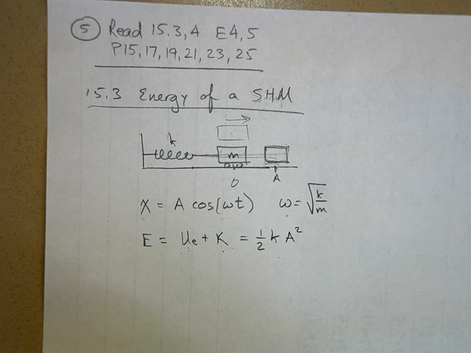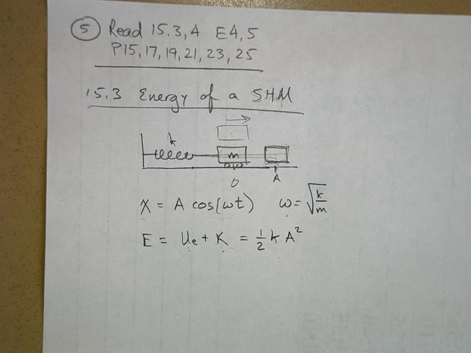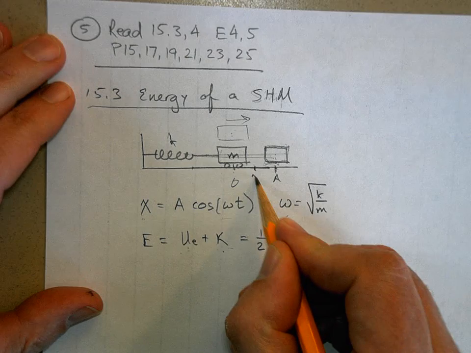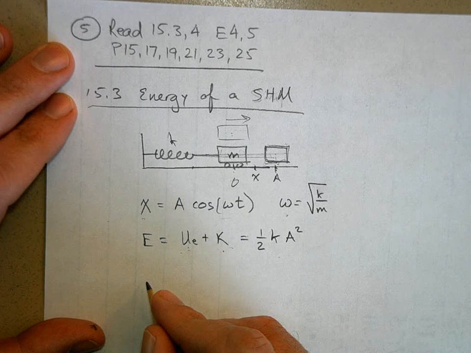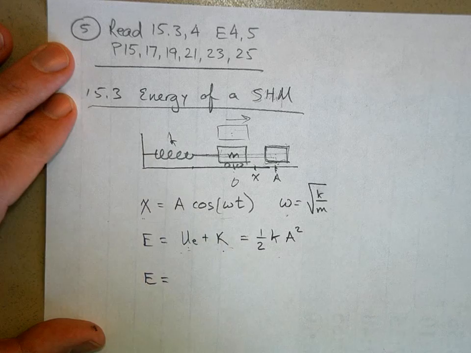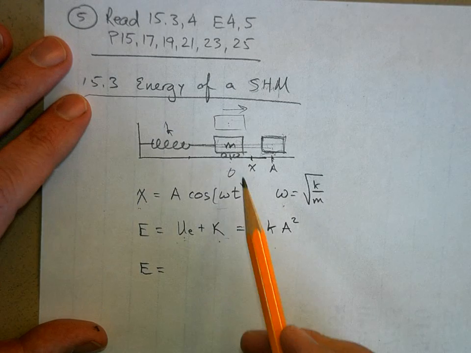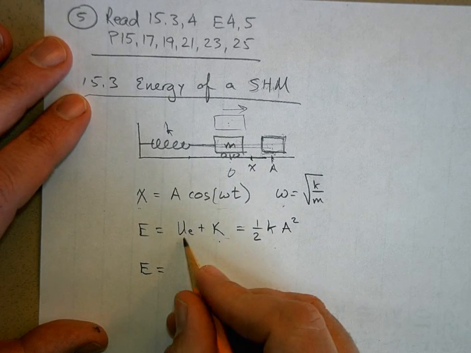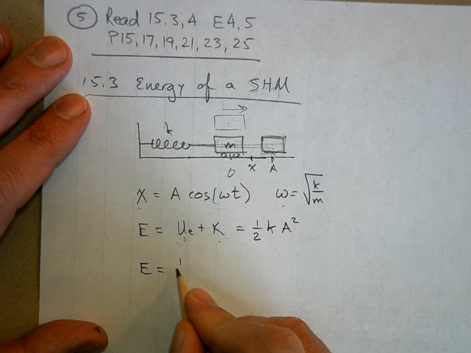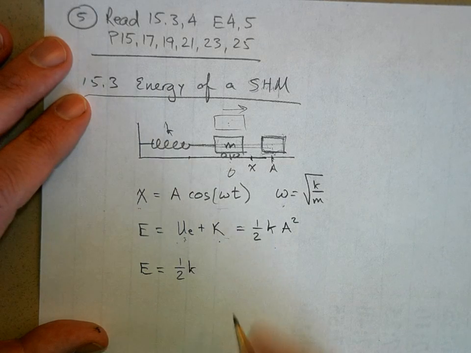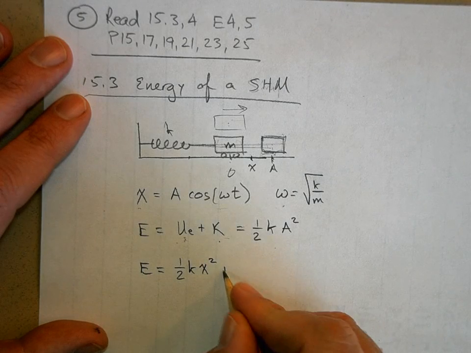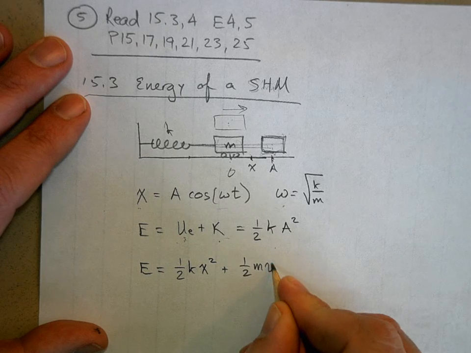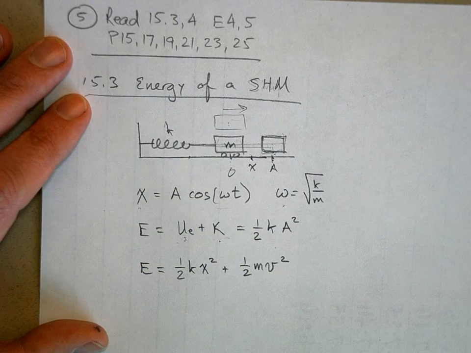So let's explore some spot in the middle. We'll just call that x. Well, we know then that the total energy in your system at this point x is going to be the elastic potential energy, which is 1/2 k x squared, right? Plus 1/2 m v squared, the kinetic energy. Right? Simple.